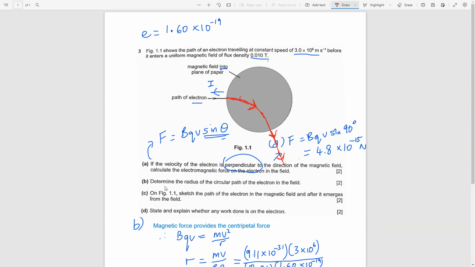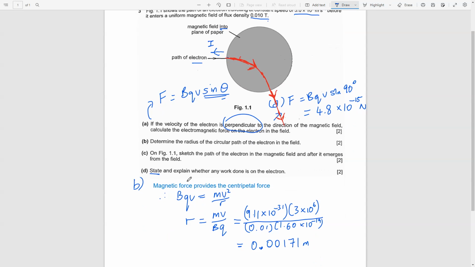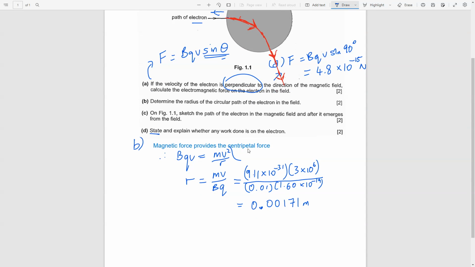Part D: state and explain whether any work is done on the electron. Take note that the magnetic force provides a centripetal force, and centripetal force itself does zero work because it is always perpendicular to the direction of velocity. So because of that, we just say no work done.